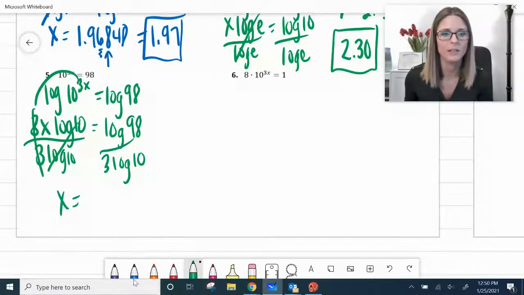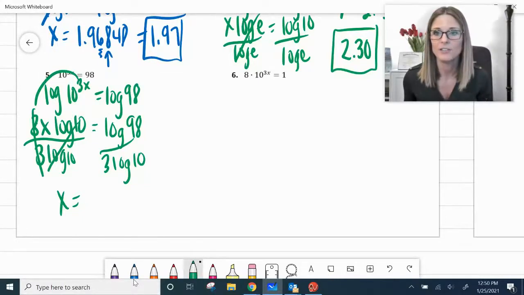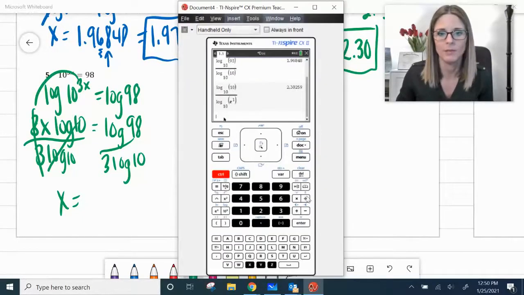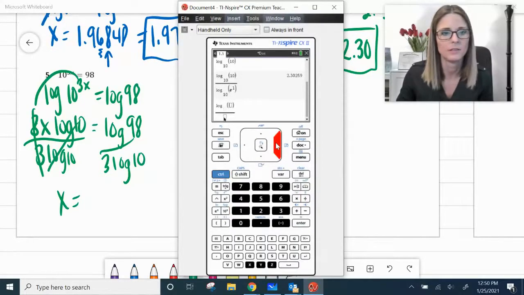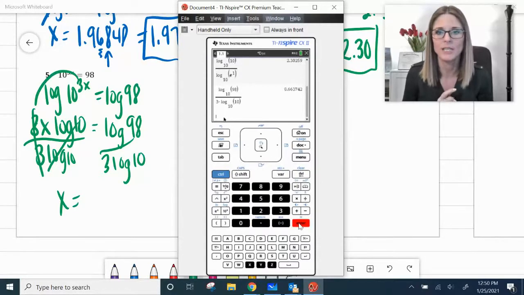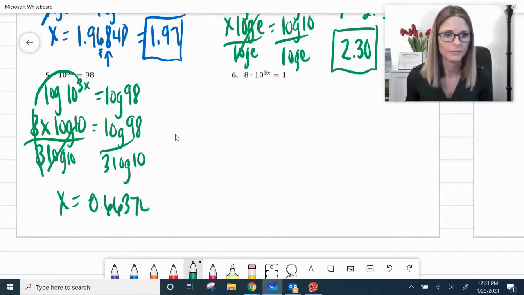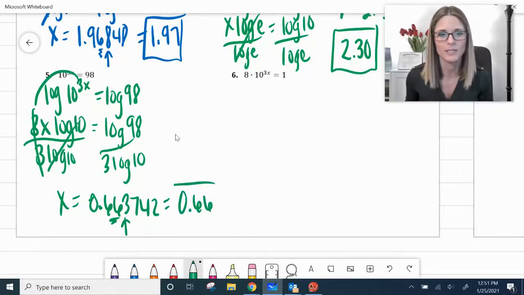So we'll have x on the left, and I'm going to go hit up the calculator to divide these. Make my fraction boxes. I've got a log of 98 over 3 log of 10. Oh, of 10, not base 10. Enter. 0.663742. We are rounding to the hundredths place, so the 3 says rest. 0.66.